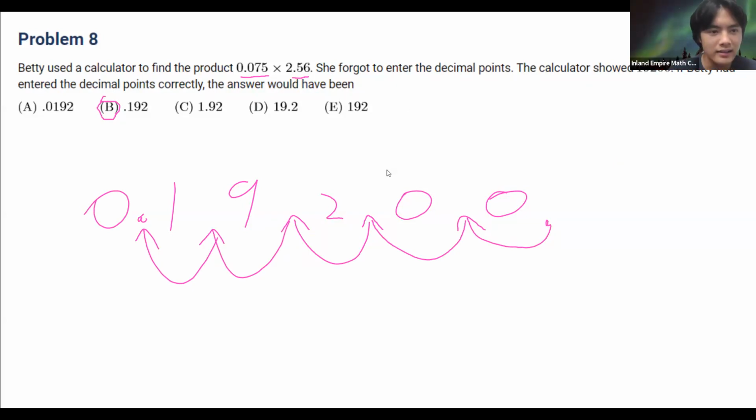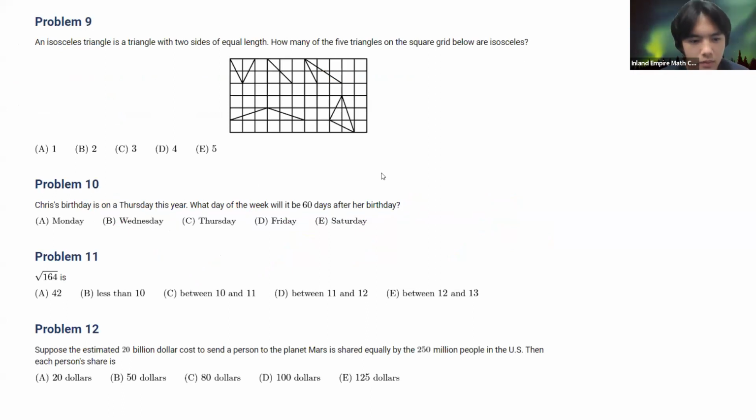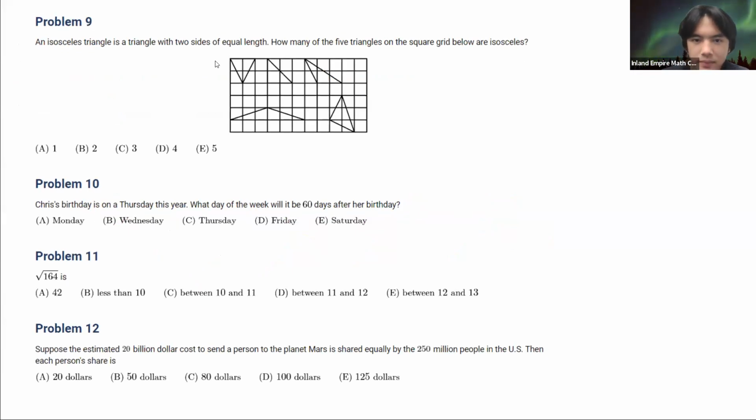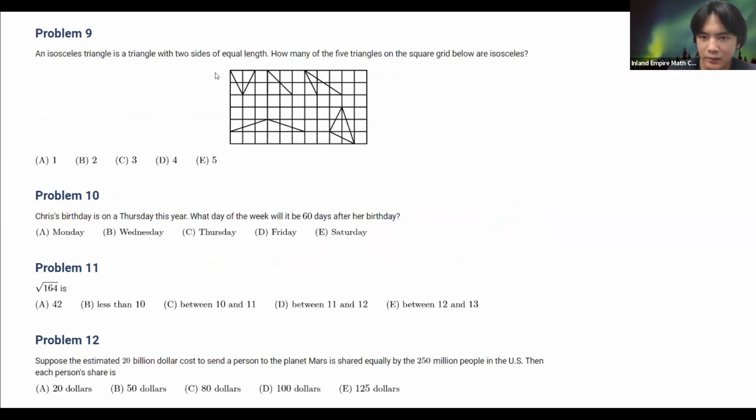Now let's look at the next set. These are slightly more challenging. So I'll give you roughly maybe 10 minutes to solve these. Again, let me know if you need a hint on any of these. And let me know when you're done with these questions too. So good luck.